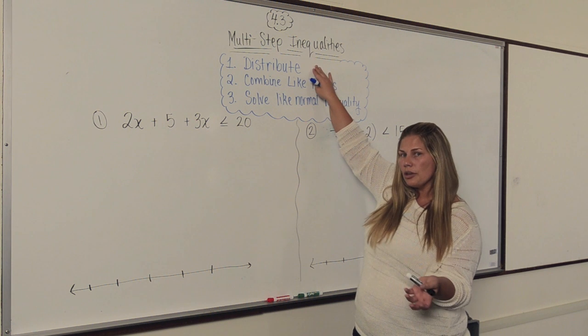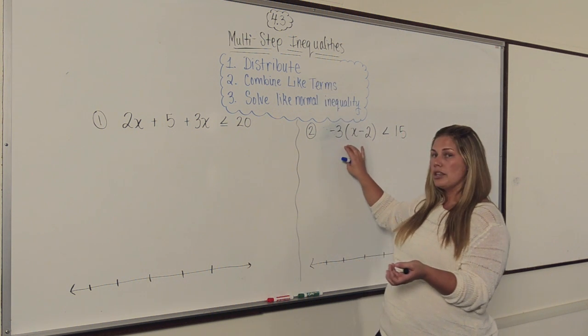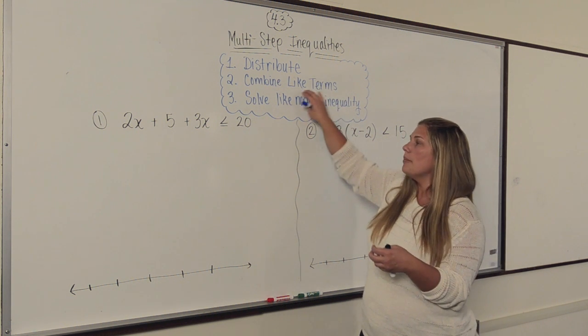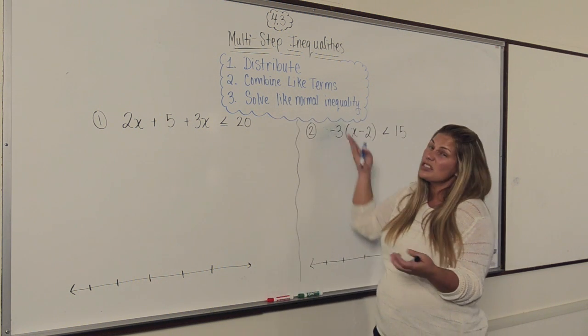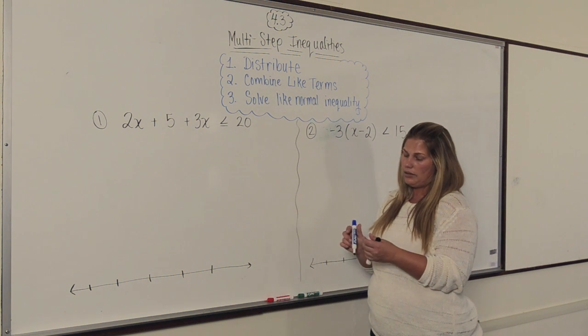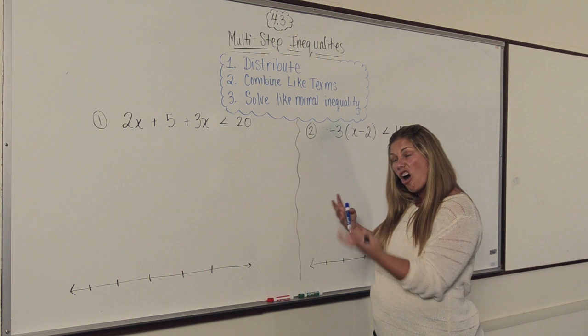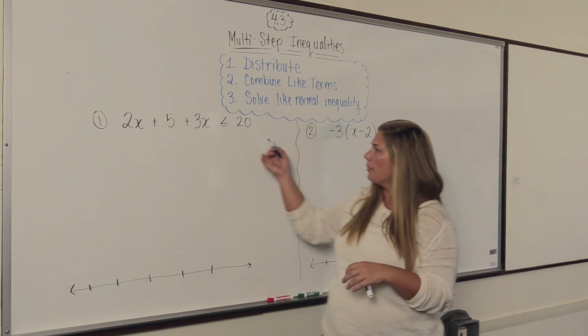We've done distributive property when the number's touching the parentheses. We've combined like terms when we have the same variable part. And we've solved normal two-step inequalities. We're just going to put that all together in one big problem.